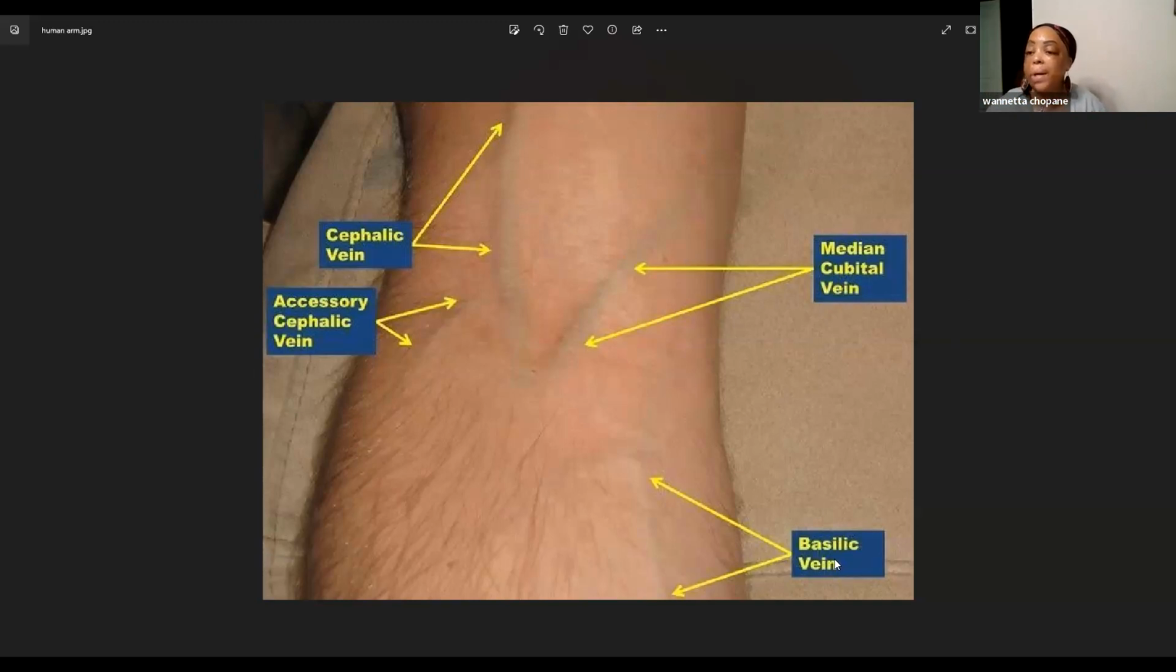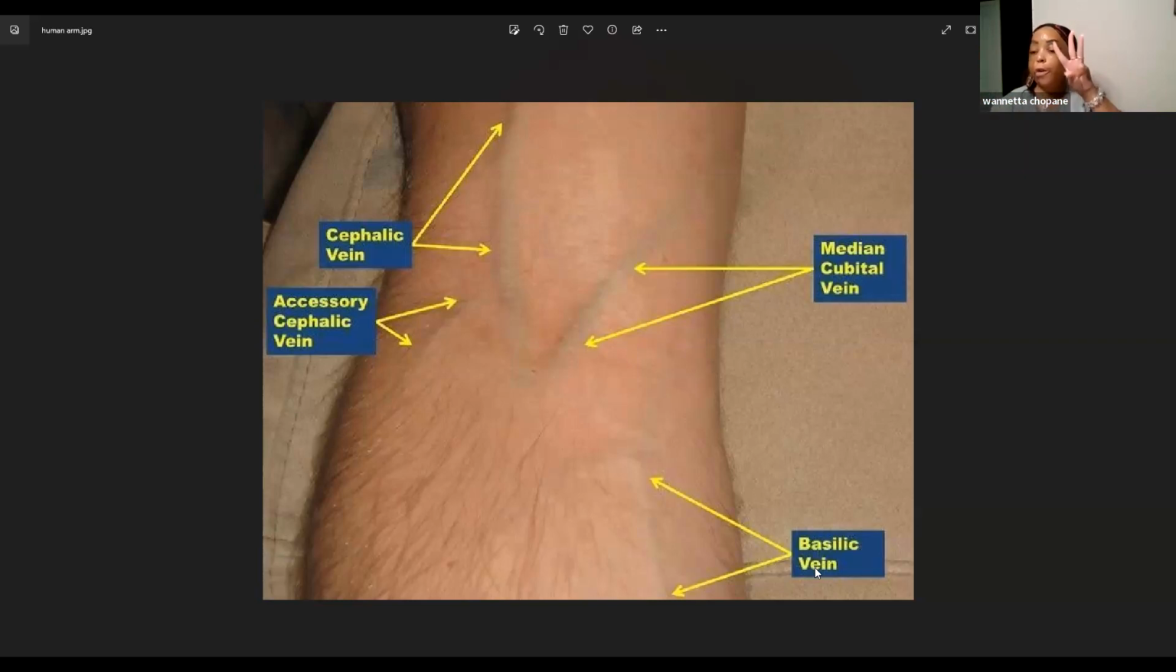Basilic is pronounced basilic, B-A-S-I-L-I-C vein. That's the third vein of choice. So in the arm region, it's only 3 veins I need you to know. This is the phlebotomy protocol. Median cubital vein, cephalic vein, basilic vein.